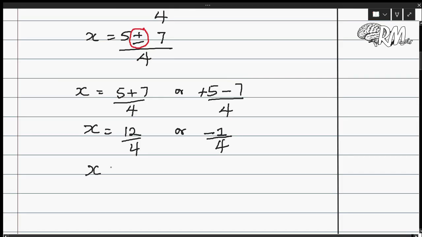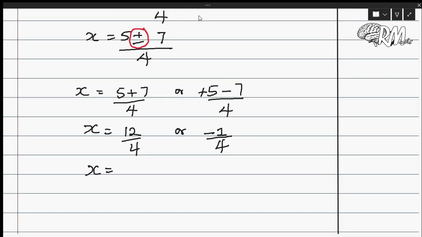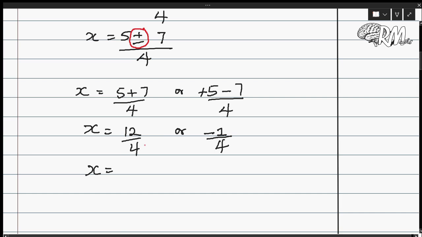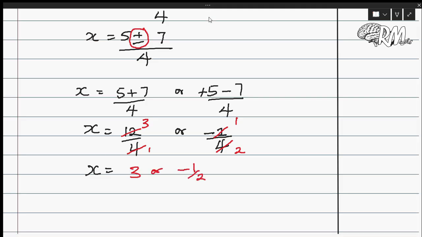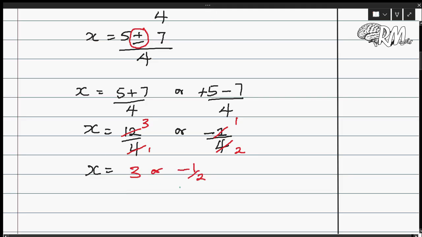Finally, we now have x equals 12 divided by 4, which is 3, or minus 2 divided by 4, which is minus 1 over 2. So this is the final answer to this question.